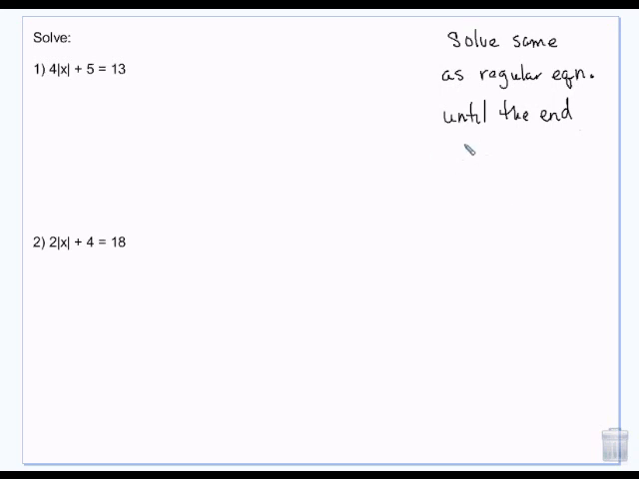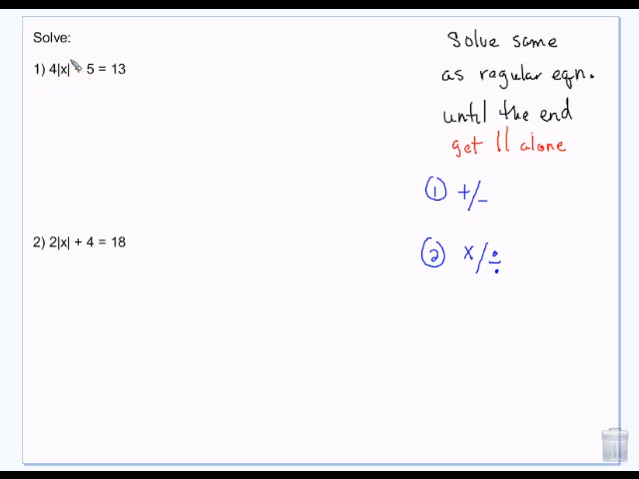All right, so the first thing we want to do is get this absolute value alone. The first step would be to add or subtract to get that on one side, and the second step is going to be to multiply or divide.